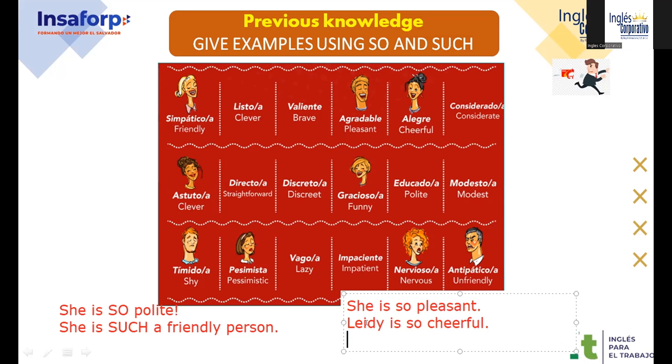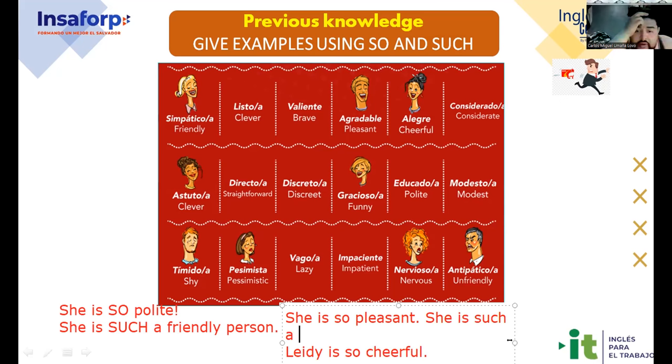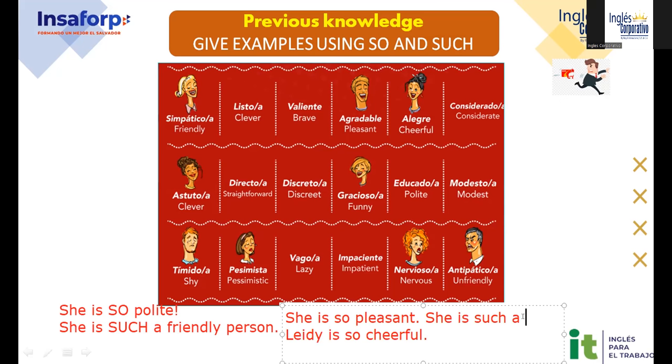Okay, very good. Veronica Burgos, give me one example. Where is Veronica? The English teacher is such a cheerful person. Good, excellent. You're going to pass. Let's see. Miguel, give me one example. She is so friendly. Okay, she's so friendly.